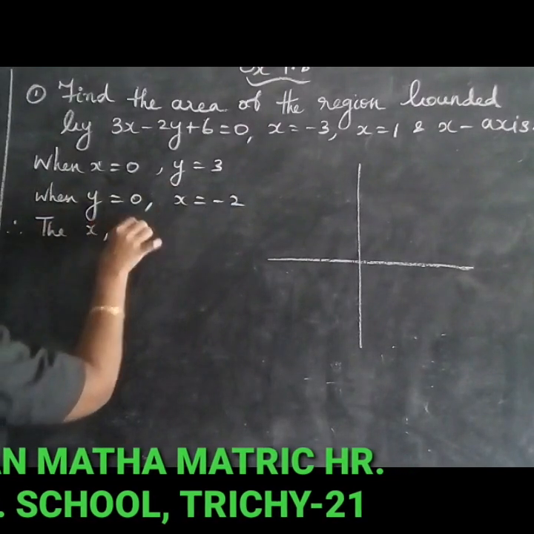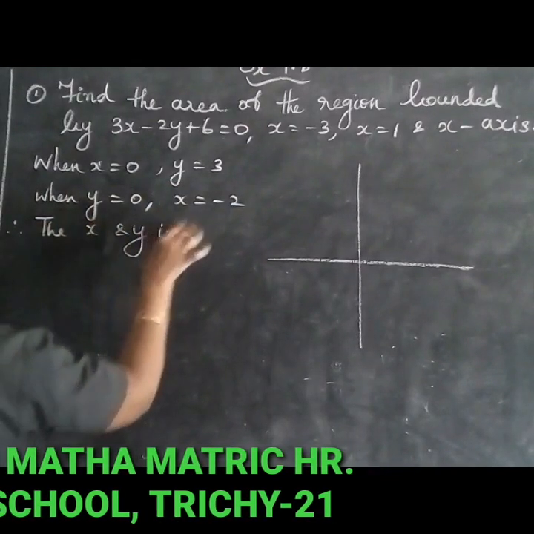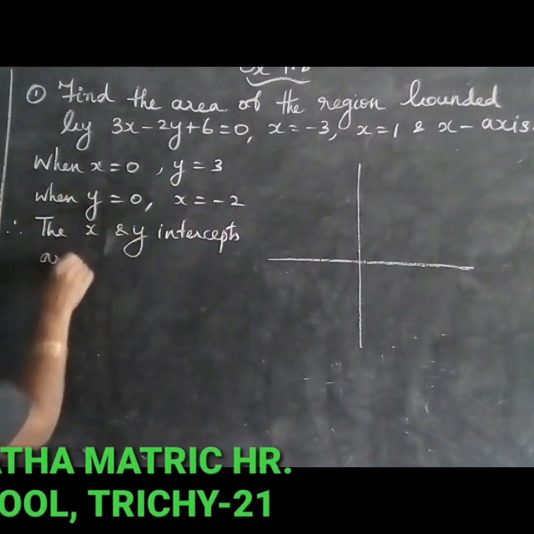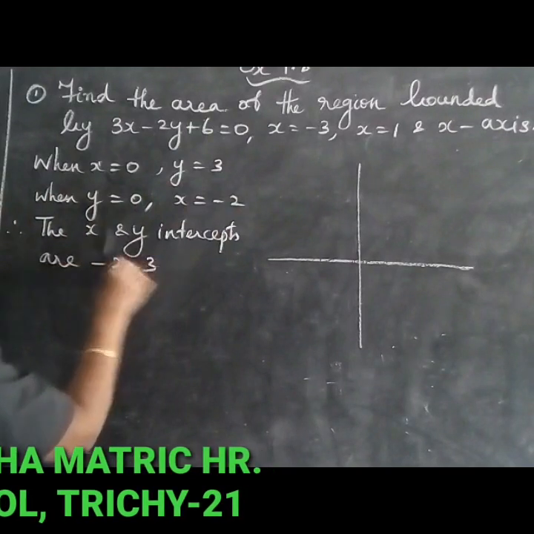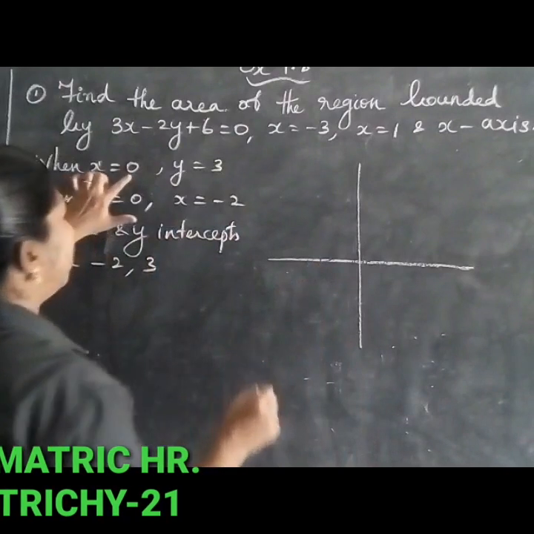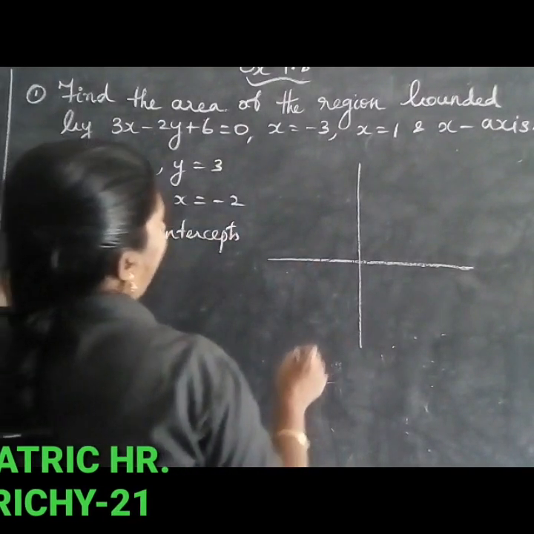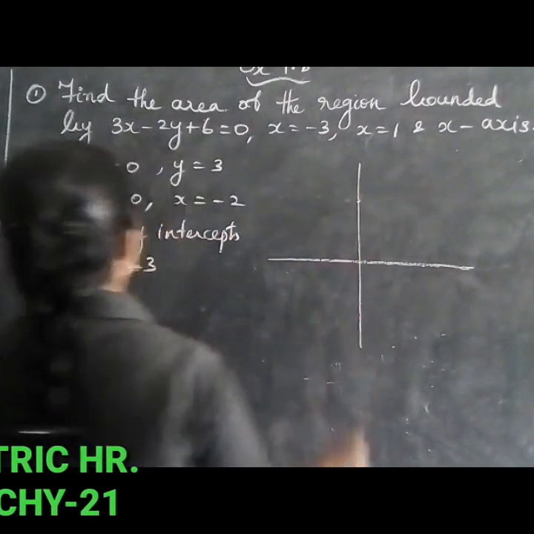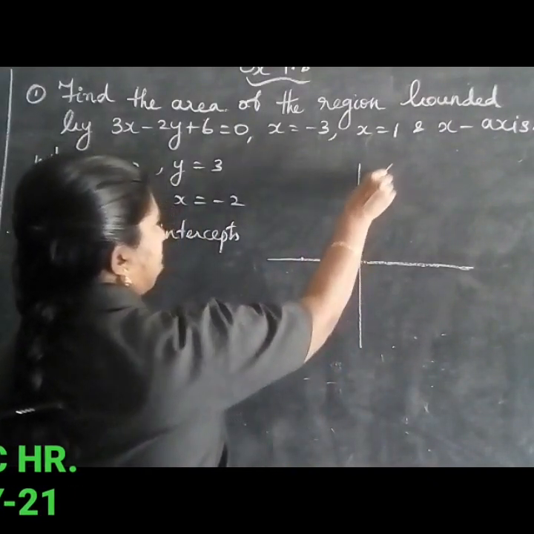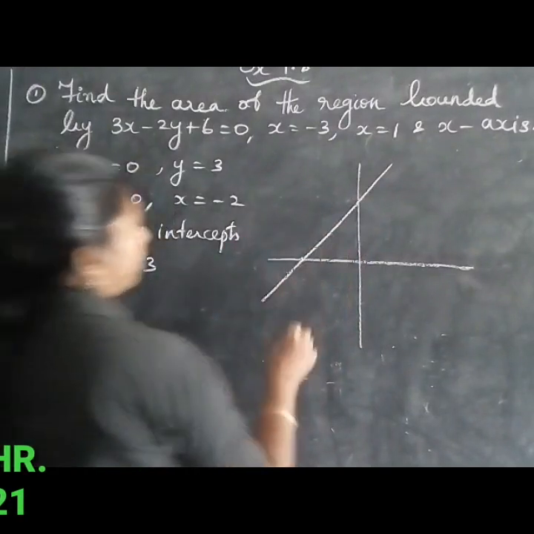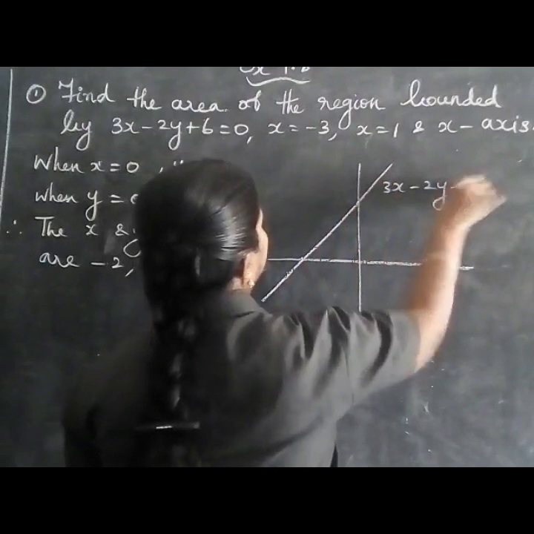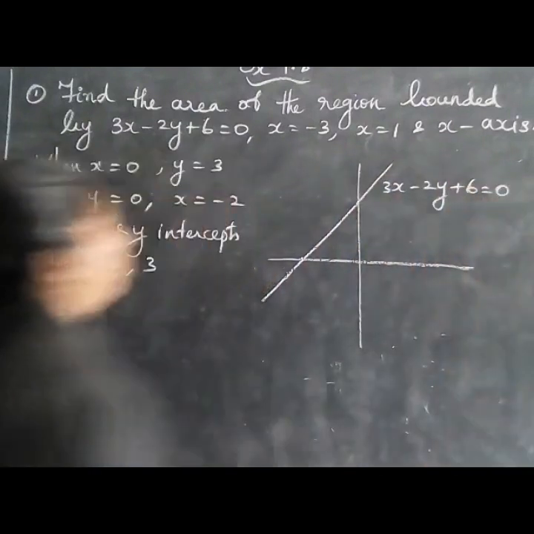The x and y intercepts are minus 2 and 3. So one point we will get is 0, 3, and another point we will get is minus 2, 0. So you can draw one straight line. This is the line for 3x minus 2y plus 6 equal to 0.